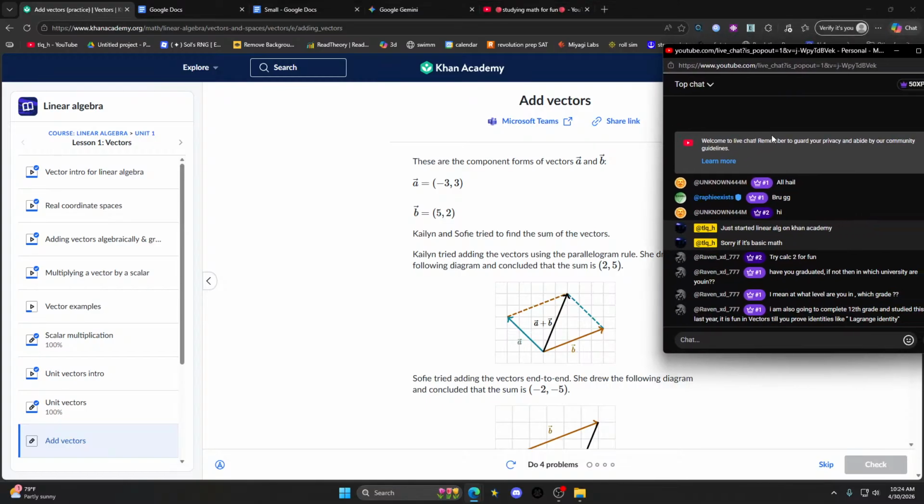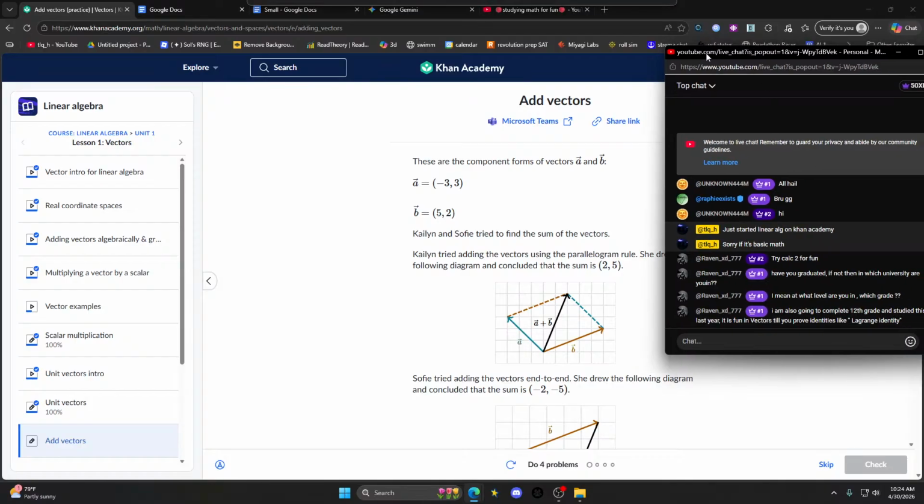I am also going to complete 12th grade and study this last year. It is fun in vectors till you prove identities like Lagrange's identity. Yeah, I've heard of this, but I have like no clue what it is. I've yet to study it.